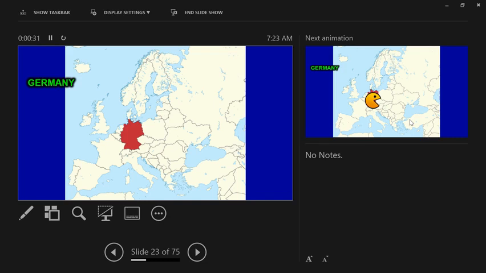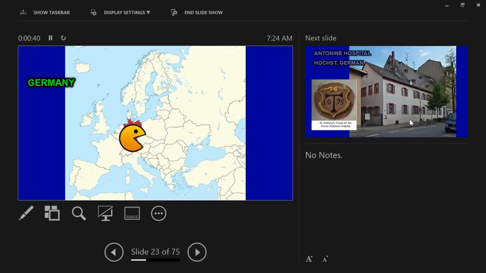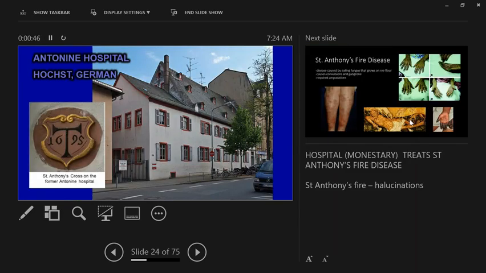All right, and to show you where Germany is on the map, how do you know which one is Germany? Right, but what shape does it make? That's right, it makes a Pac-Man shape. All right, so we are going to this hospital in Germany. This is not where the artwork is, it's where the artwork was back in the 1500s.